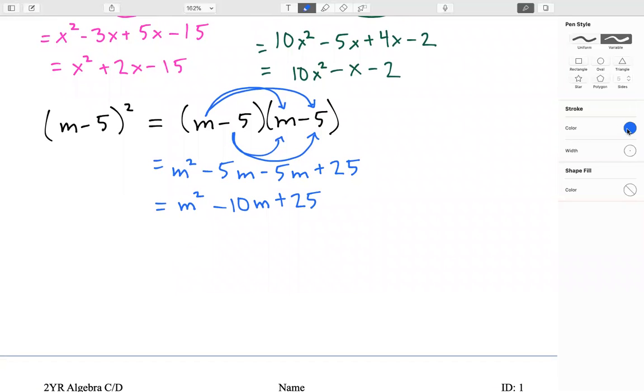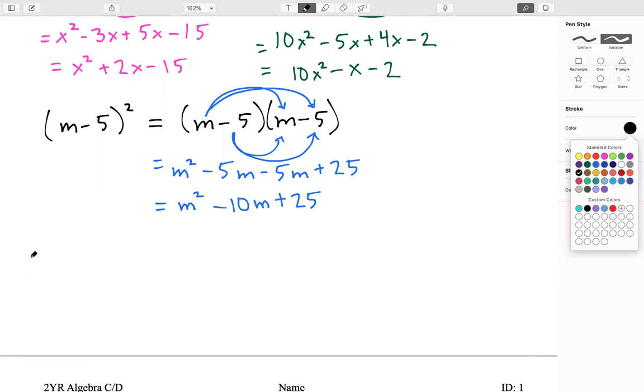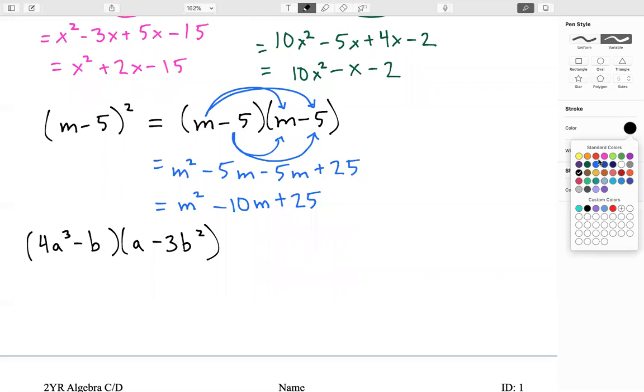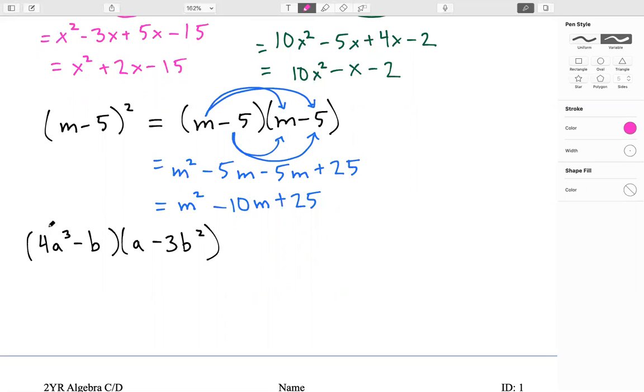One more, just for good measure. We've got 4a cubed minus b times a plus negative 3b squared. If you can do this one, you have nailed this concept. So I'll give you a chance to do that on your own for a second. Assuming you have tried. This term times that term. Distribute the first term, distribute this second term here. Negative b times a plus negative b times negative 3b squared.